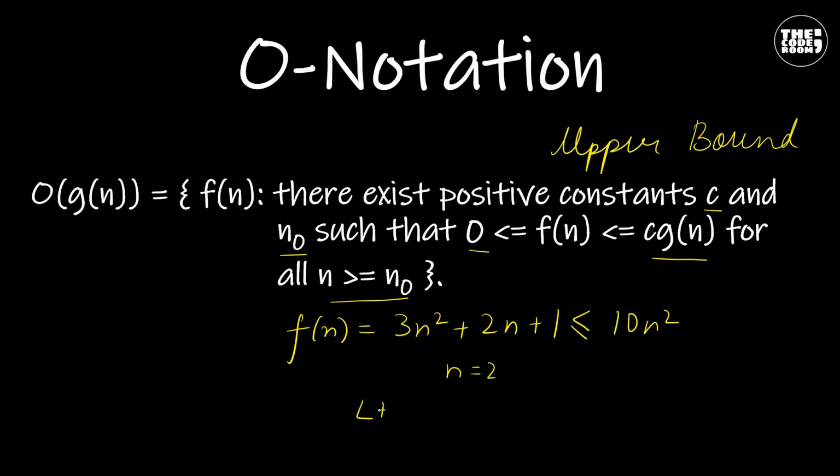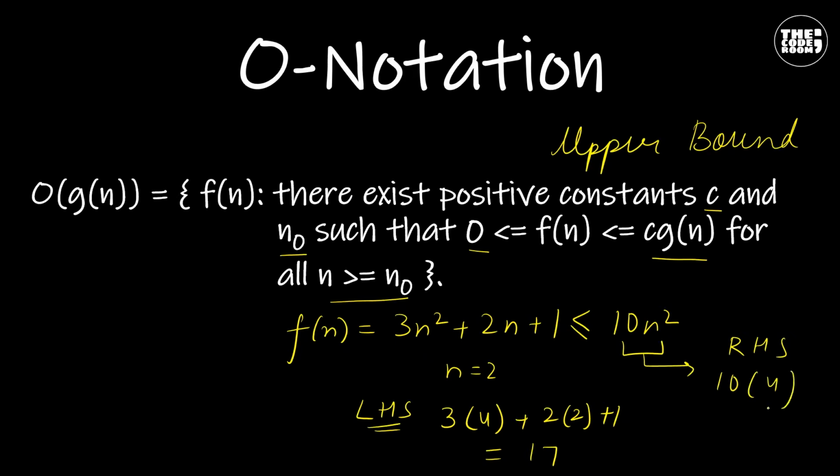On our left hand side, we have 3 times 4 plus 2 times 2 plus 1, which is equal to 17. And on our right hand side, we have 10 times 4, which is 40. As 40 is greater than 17, our inequality is verified. Therefore, we can say that f of n is the big O of n square.